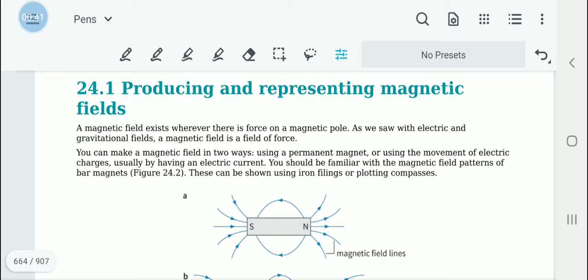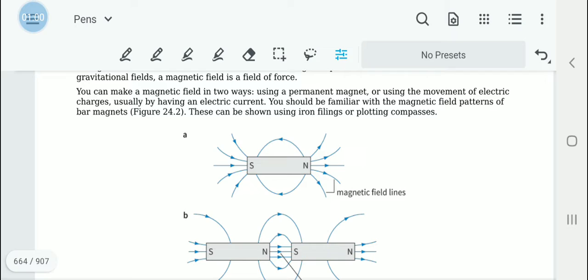So wherever there is a force of magnetism, or if there is a magnetic pole, there would be a magnetic field. So this magnetic field is always from north to south. That is another thing that you need to remember. From north it goes to south, as represented here.